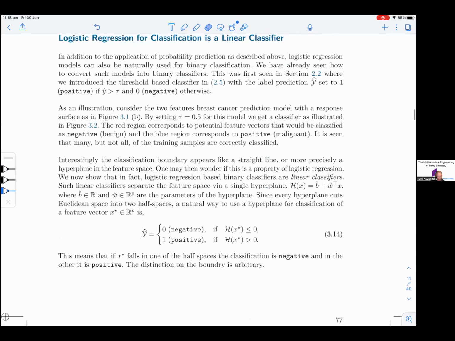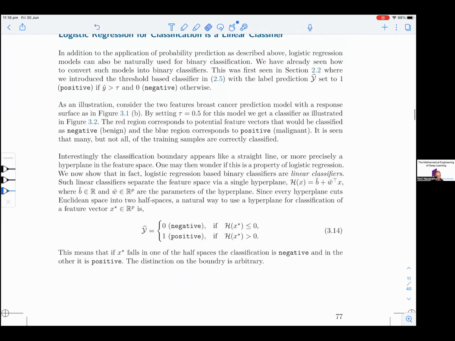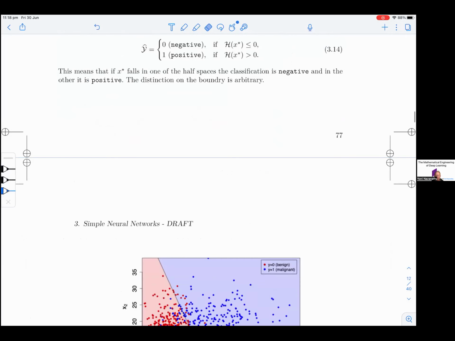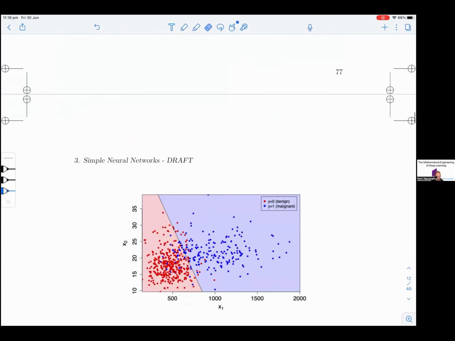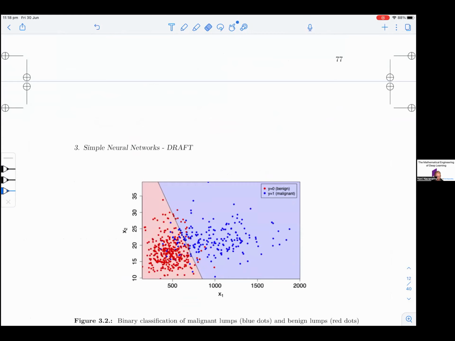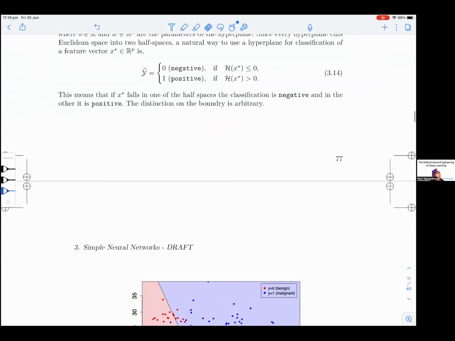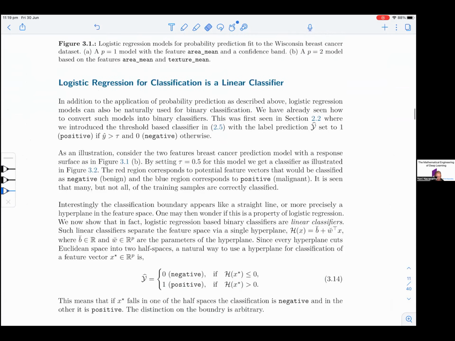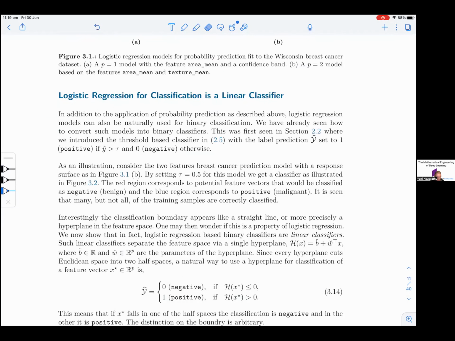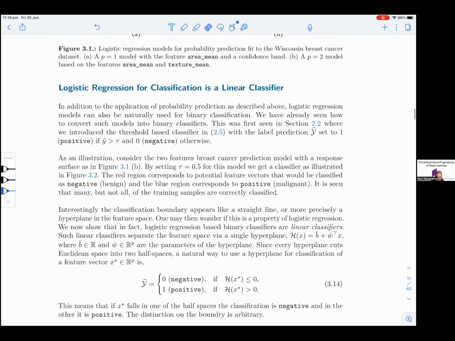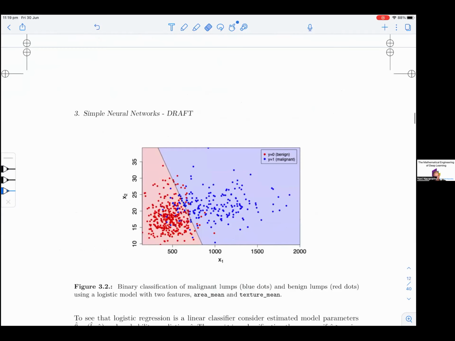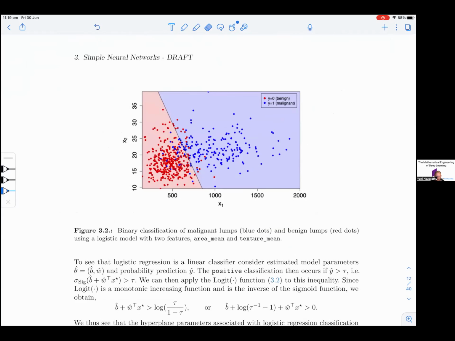The red region corresponds to potential feature vectors that would be classified as negative, benign. So the red is negative, benign, that's for y equals 0. And the blue region corresponds to positive, which is malignant. It is seen that many, but not all of the training samples are correctly classified. When you look at the actual data samples, a lot of the red ones fall in the red region, and a lot of the blue ones fall in the blue region.